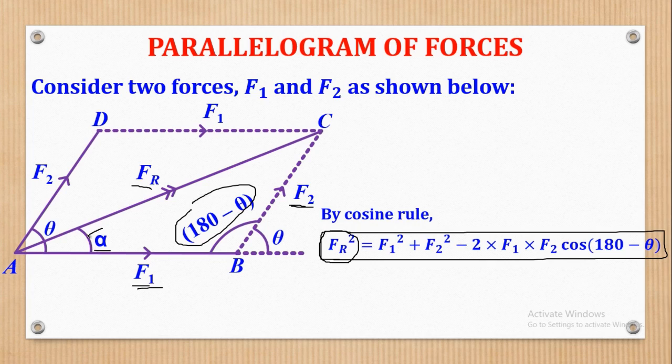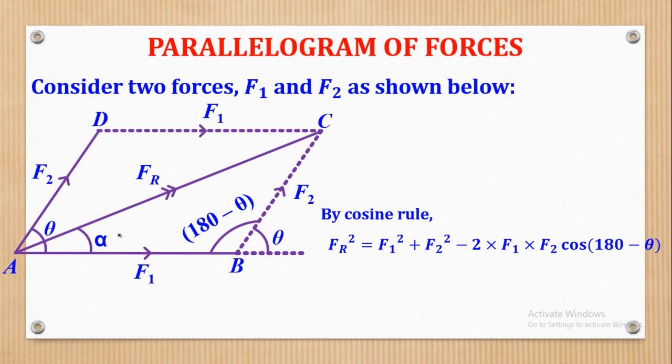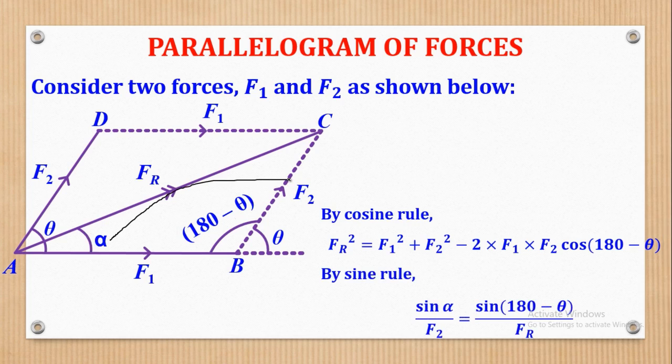Then to get the angle or the direction of the resultant to force F1, you use the sine rule. By the sine rule, sine alpha over F2 will be equal to sine(180 minus theta) over FR, which is that. Since we have already got FR from the cosine rule, and you know F2 and you also know theta, the only unknown is alpha, which can be found.